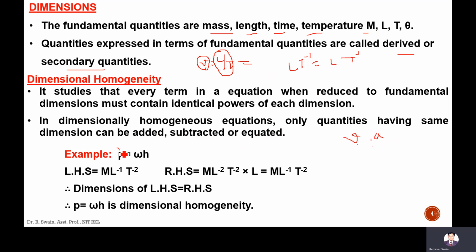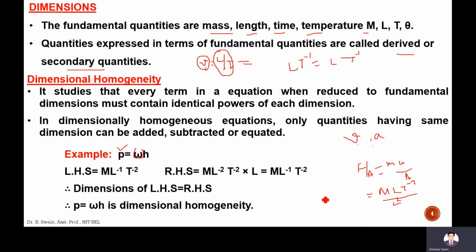For example, pressure. Pressure is W into H. W is the unit weight of water, H is the depth of water. If we write pressure in dimensional form, it will be M L minus 1 T minus 2. Pressure is force per unit area. Force is mass into acceleration, divided by area. Mass into acceleration is M L T minus 2, divided by area, which is L squared. So this will be M L minus 1 T minus 2.